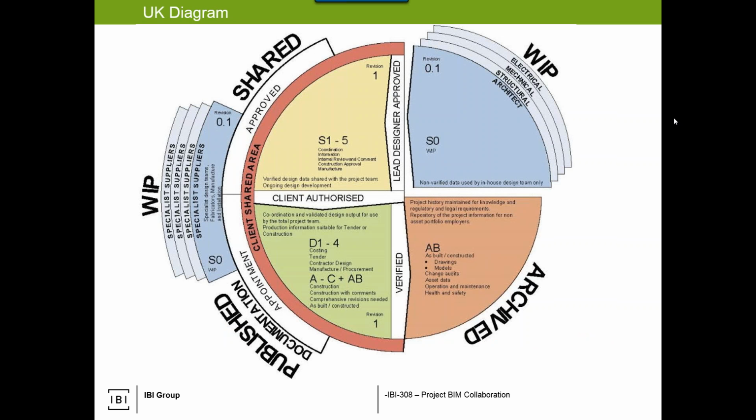This diagram is from our offices in the UK, and I mentioned the BS 1192. So this is very complex, and I'm not going to get into the specifics of it, but I like this because it shows the intricacy that exists between WIP, shared, publish, and archive, and there's actual designations. So you've got your S0, S1 to 5, then your Ds and As. They actually broke down to the submittal level metadata fields that's relative to what phase of collaboration the content is.